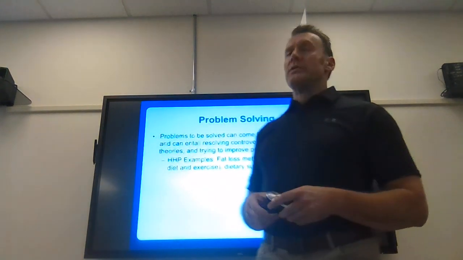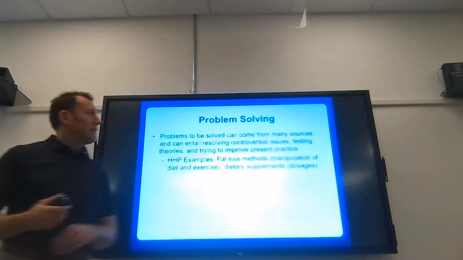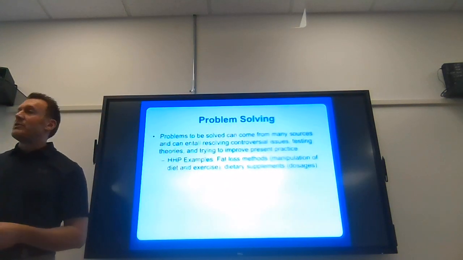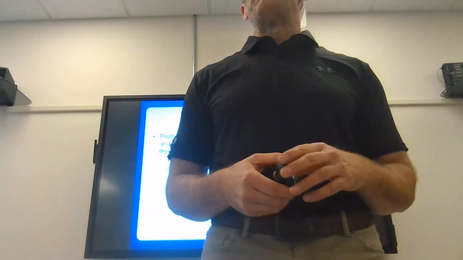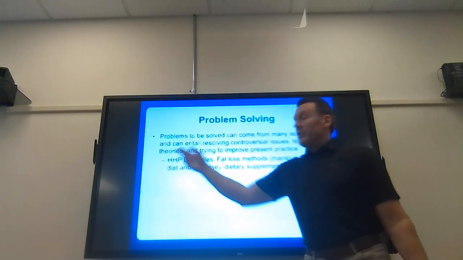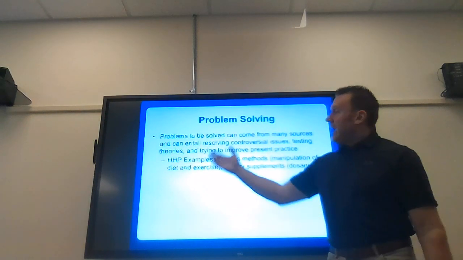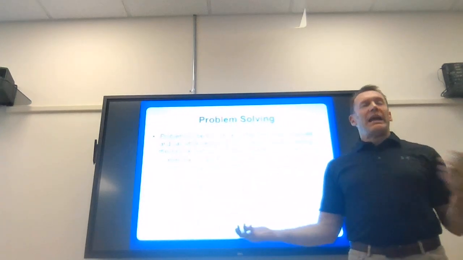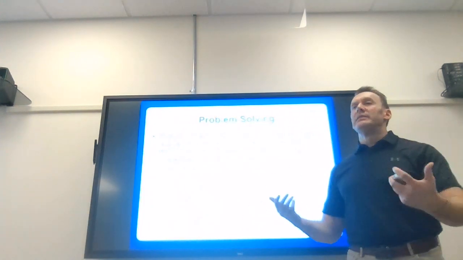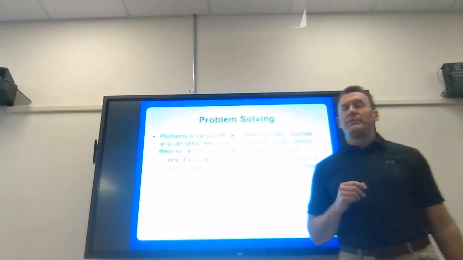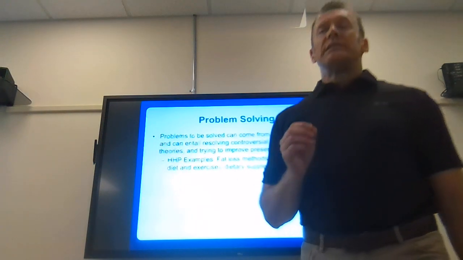So HAP examples, just pulling off the top of my head. Fat loss methods, so manipulation of diet and exercise. There is a mountain of research papers on those two things alone, combining different macronutrient percentages and different forms of exercise, aerobic, anaerobic, high intensity interval training, sprint interval training, moderate intensity continuous training, goes on and on. So what's really nice is that some scholars are willing to write these literature reviews. So what's a literature review?